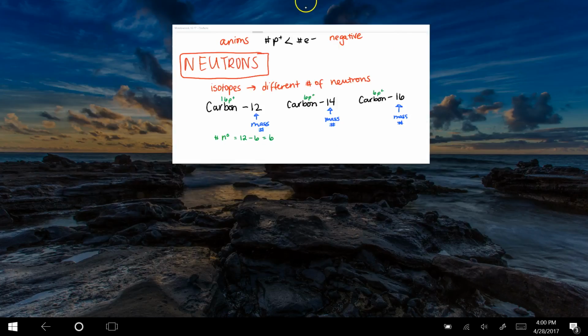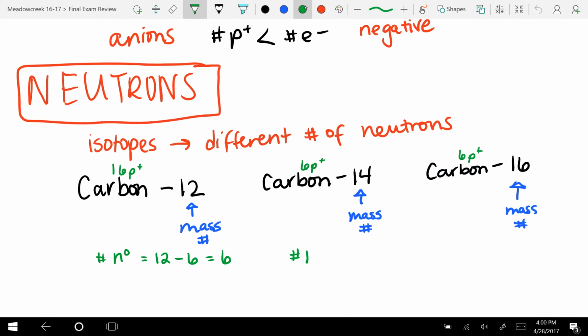That means over here, the number of neutrons is equal to 14 minus 6, which gives us 8 neutrons. Let's add that symbol there. Well, I don't know why it keeps doing that. My computer is freaking out, and I apologize. And then over here, 16 minus 6 will give us 10 neutrons. Okay, so they all have a different number.